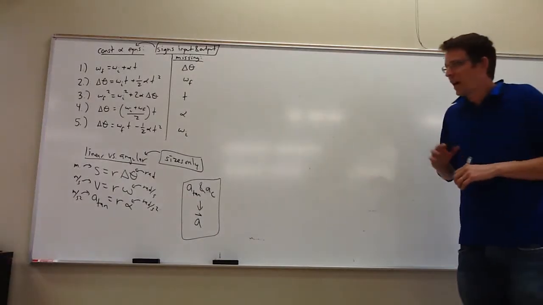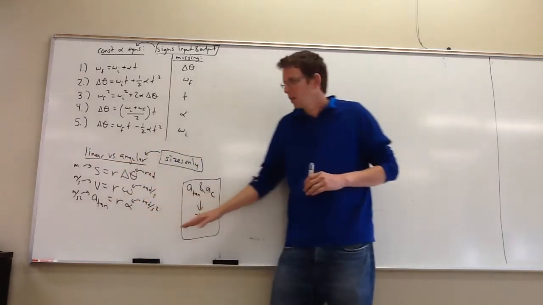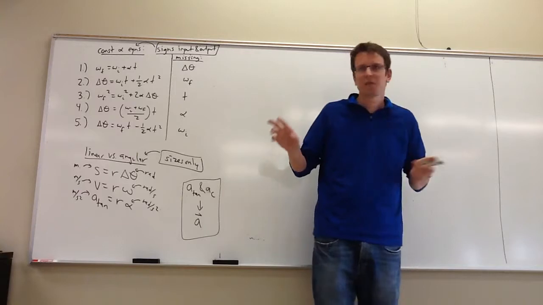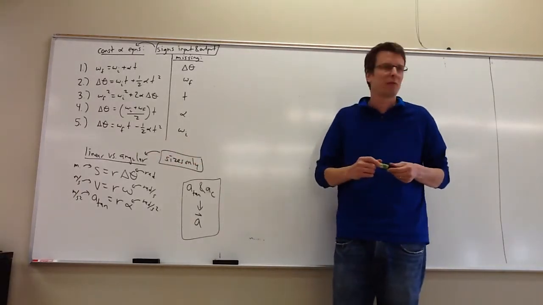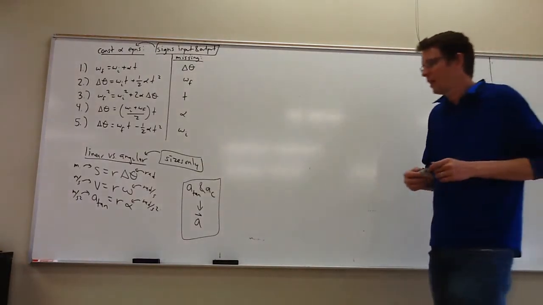So let me summarize what I have up on the board here for you. This should be familiar. This is stuff I wrote down last time. If you ever want to switch between the linear world, the old stuff, and the angular world, where we talk about everything in terms of angle, you can do that. It's very straightforward. You basically just need a third ingredient, which is the radius of the circle that you're making.